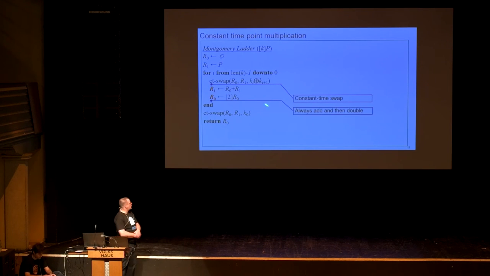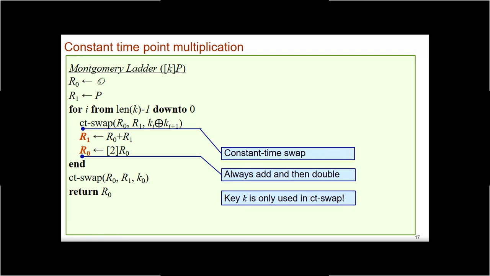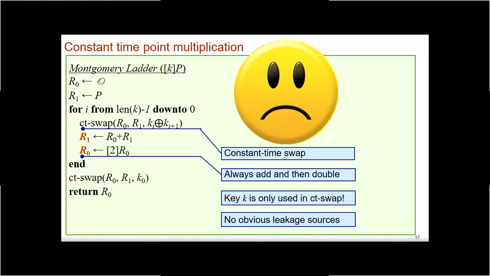And then we continue. We always do one add operation and one double operation. And as we see here, the key is only used once here in the constant time swap, so the key is not used anywhere else within the algorithm. So basically, if we look at that, we don't see any obvious leakage source, and that makes Daniel and myself very sad. So what we need to do is look a bit deeper into the algorithm.